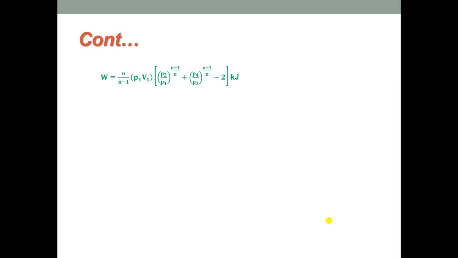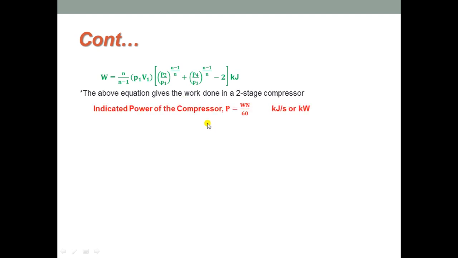Further, we have the expression in terms of kilojoules. The above expression gives the work done in case of two stages of compression. So indicated power of compressor can be written as work into N over 60, and 60 represents converting or keeping the expression in the form of seconds, or to keep in terms of watt.